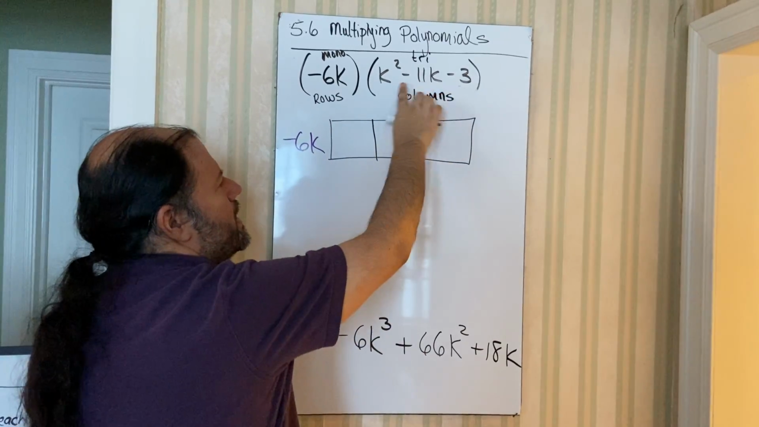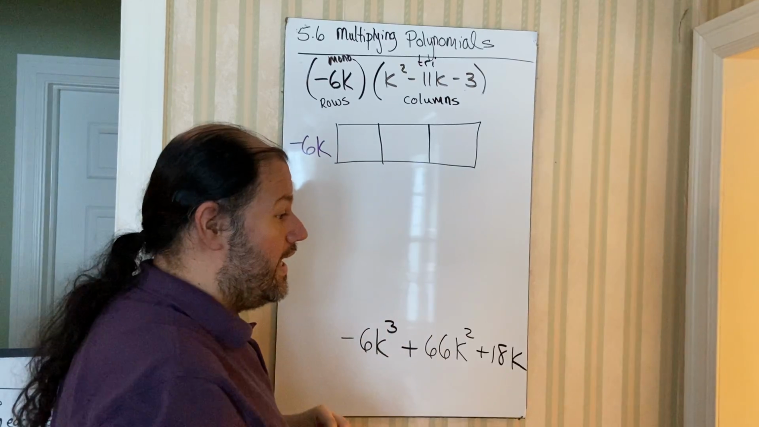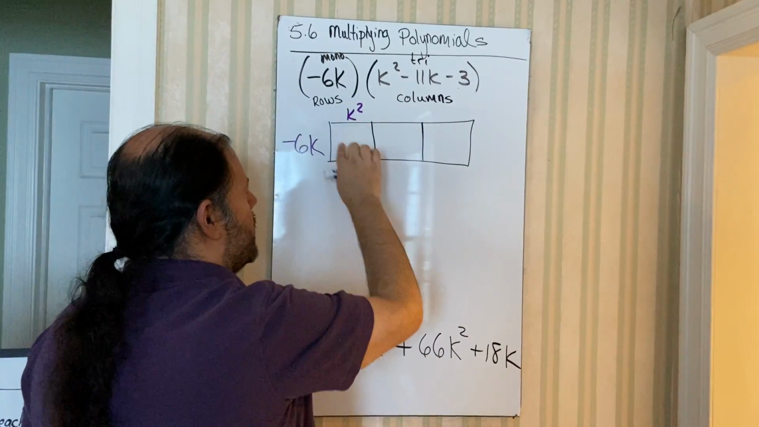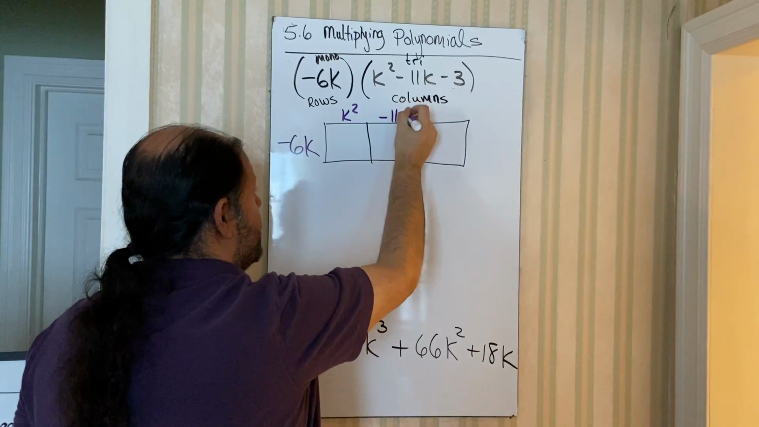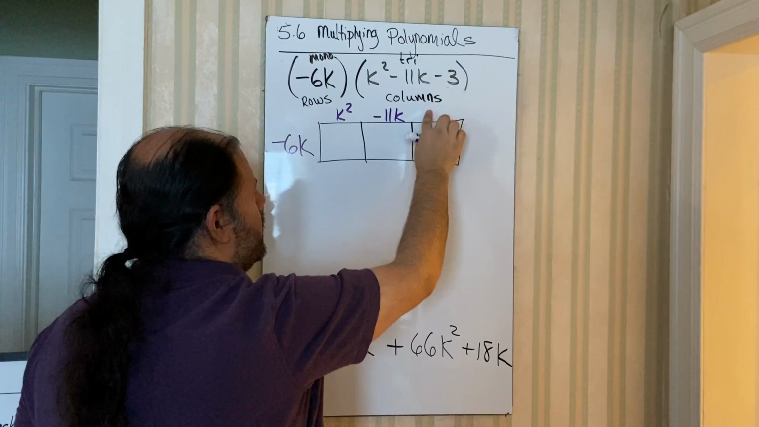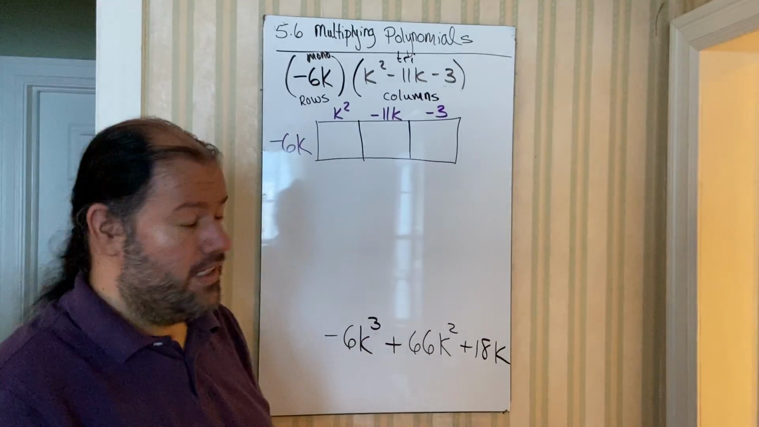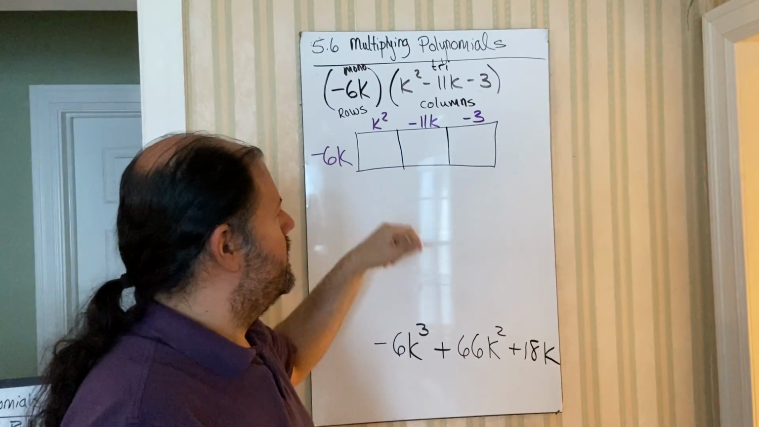And this would be column headers. When I write them out, I include the signs. So this is going to be k squared, the first term. The second term, negative 11k. And third term, negative 3. Notice they're on the outside edges.